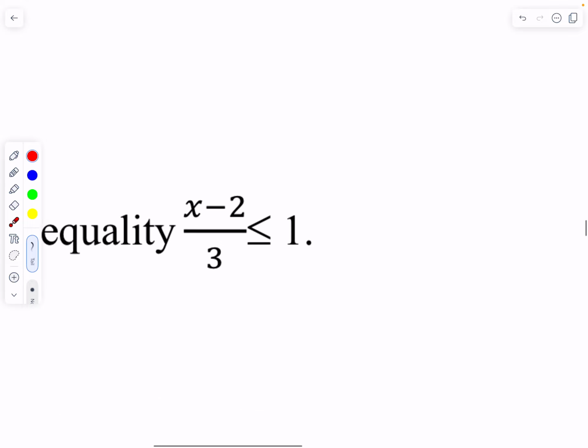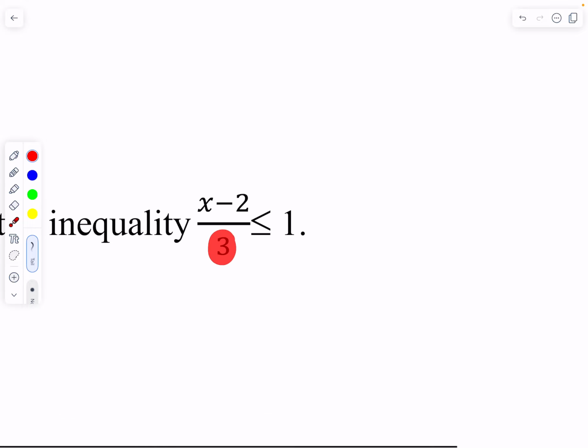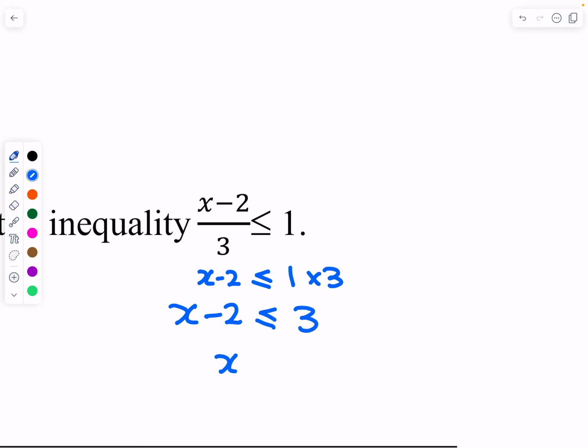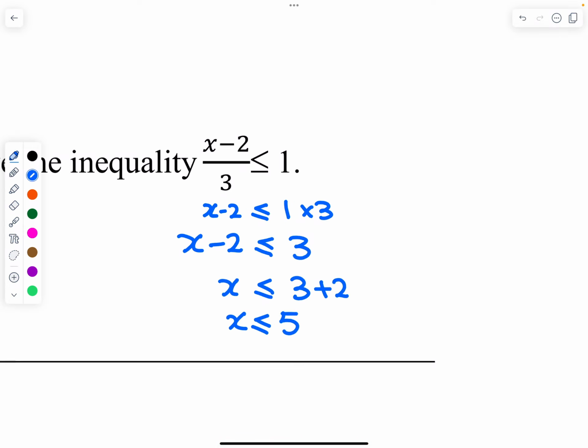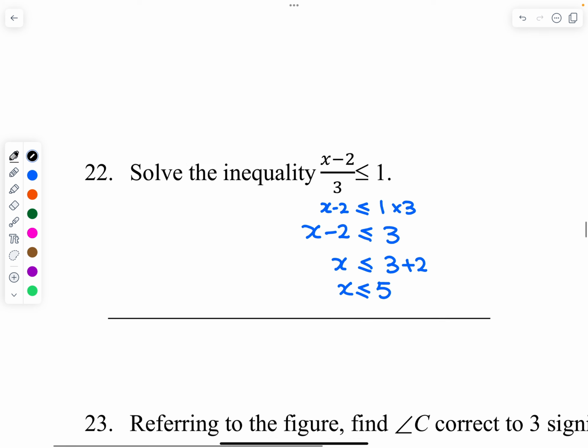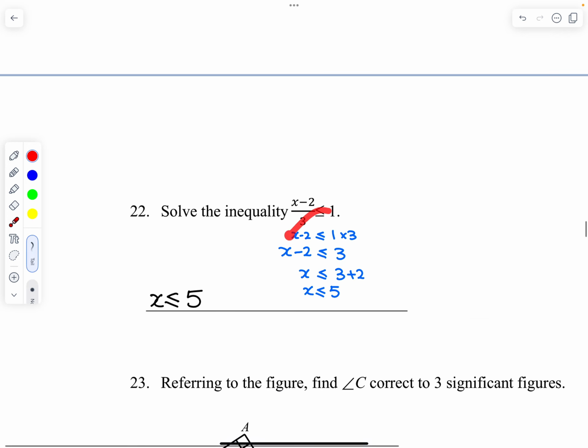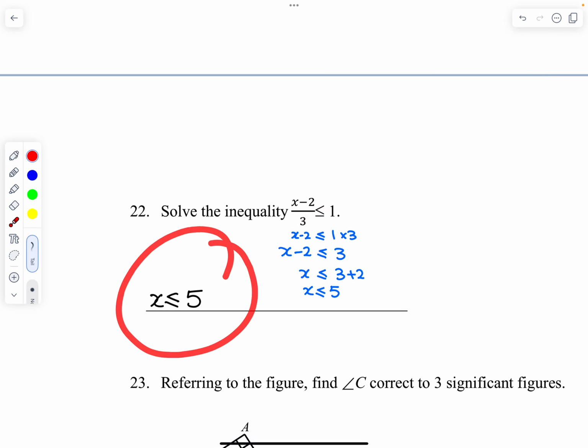Oh, next. 3 here is divided. If you move the 3 to the other side, it becomes times. 1 times 3 is 3. And then next step, it's negative 2 here. If I don't want the negative 2 here, move it to the other side, it becomes plus 2. Then 3 plus 2 is 5. So, final answer, x less than 5. Alright, so ये सारी चीज़ें साइड में छोटा छोटा, and the final answer just write on your line.